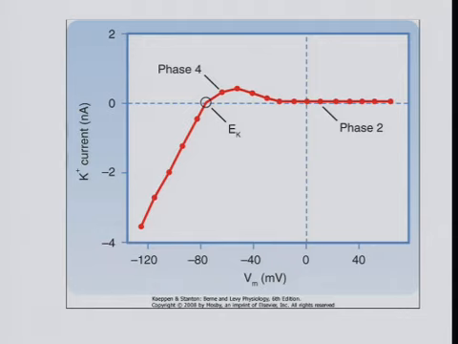It means exactly what it says. You just don't pass current in the outward direction very well. You pass it in the inward well. But you still have to obey thermodynamics. So you see EK here. EK is where the Nernst potential for potassium is. The inward rectifier is a potassium channel. This potassium channel, below its Nernst potential, so below minus 80 or minus 90, is passing inward current.